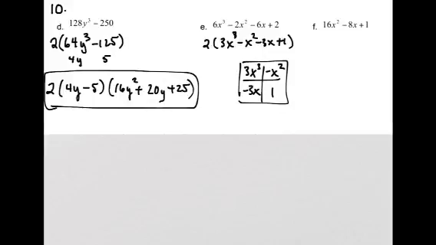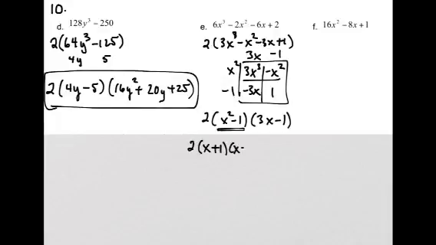Greatest common factor in the first row is x squared, and so 3x times x squared is 3x cubed, and then negative 1 right here, and then negative 1 right here. And so I check, is negative 1 times negative 1 equal to positive 1? Yes, so then I factored it correctly. So here's what I have. I've got 2 times x squared minus 1 times 3x minus 1. This here is difference of squares, so you have to factor it further. So that's x plus 1, x minus 1. And so that's the factored form.